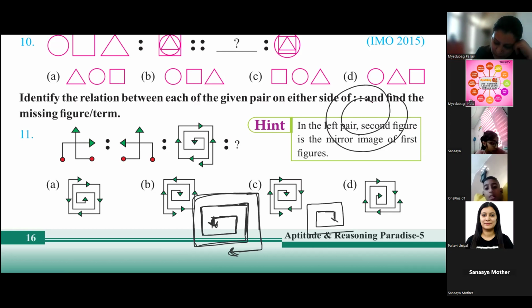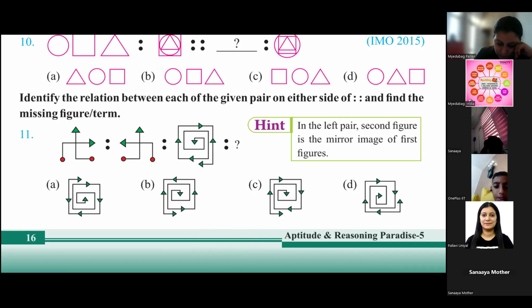What answer you are getting? C. Not C. Okay, see, C and B are almost similar. It is just the difference is of the arrows that are drawn on these lines. Okay, so the answer should not be C, but it should be B. Ma'am, in the left side arrow, can I just mark? Yes, yes.